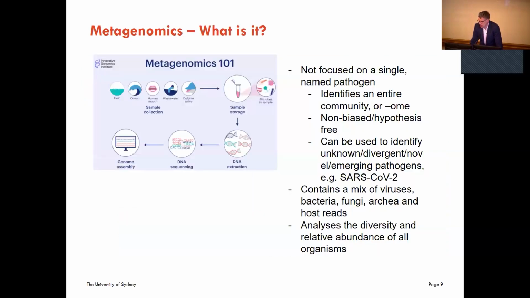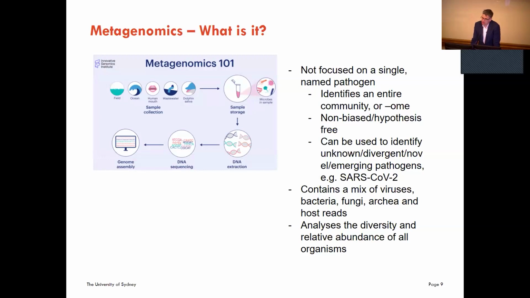So metagenomics is a step away from the idea of writing a pathogen on the request form. So you don't have to write SARS-CoV-2 on the request form. It's sort of a pathogen agnostic, non-biased approach to diagnosis. Hypothesis free is one I really like, although it makes us sound a bit dumb, like we don't have any idea what's going on.